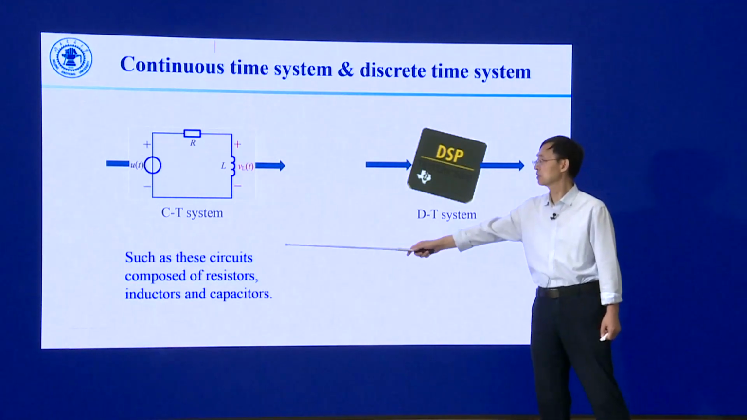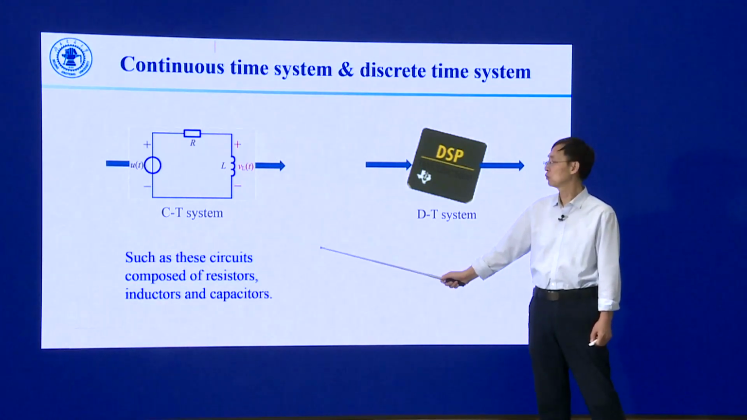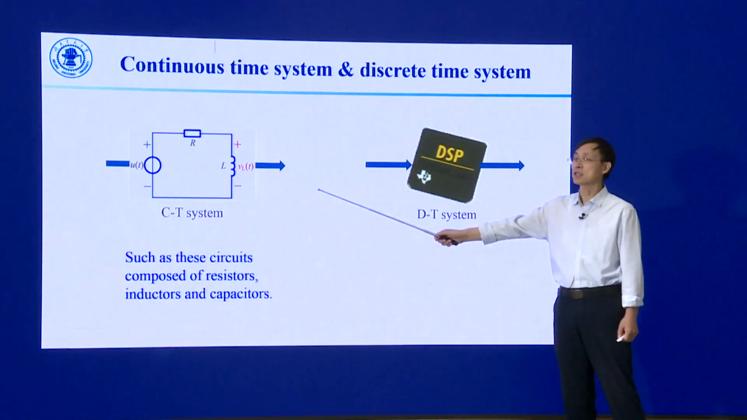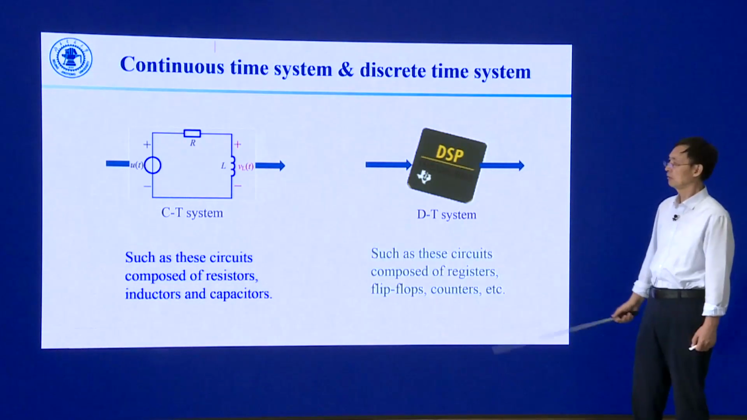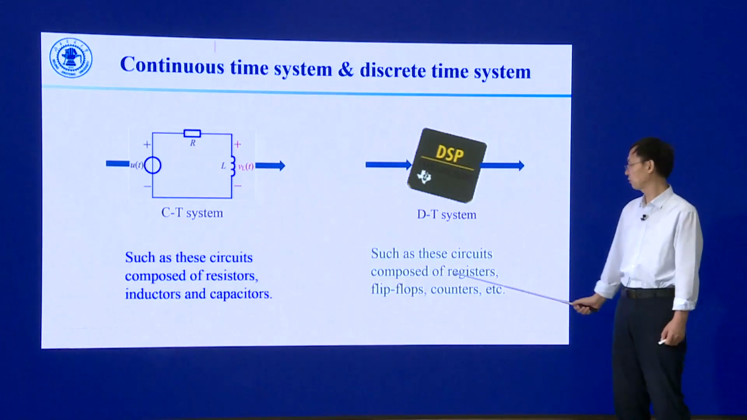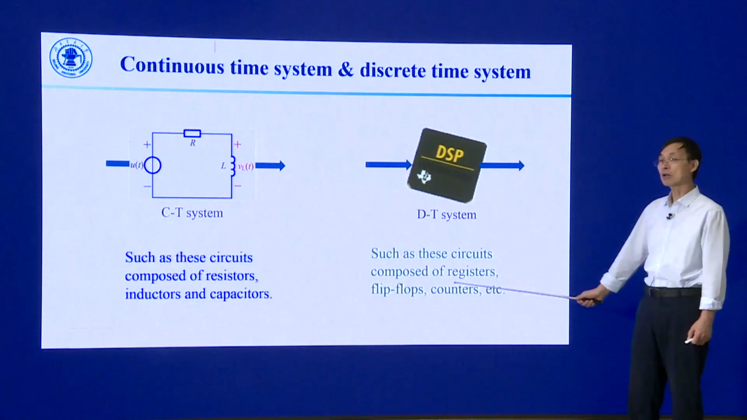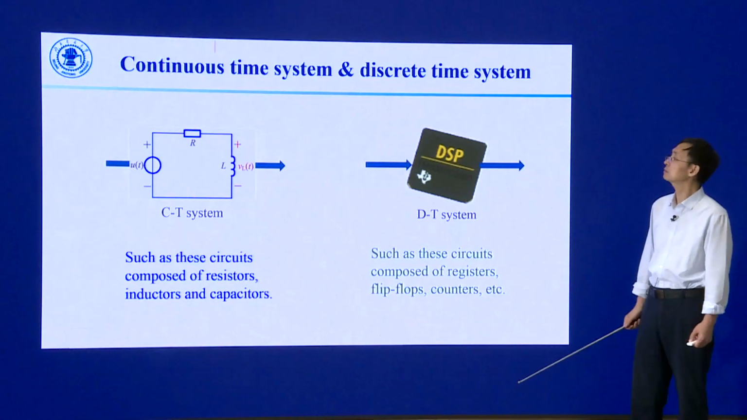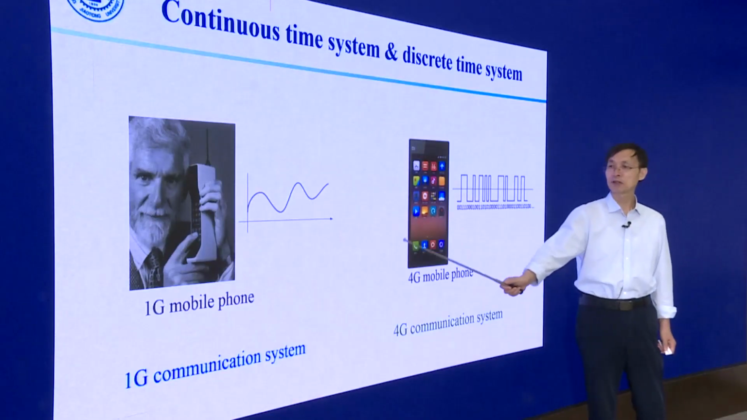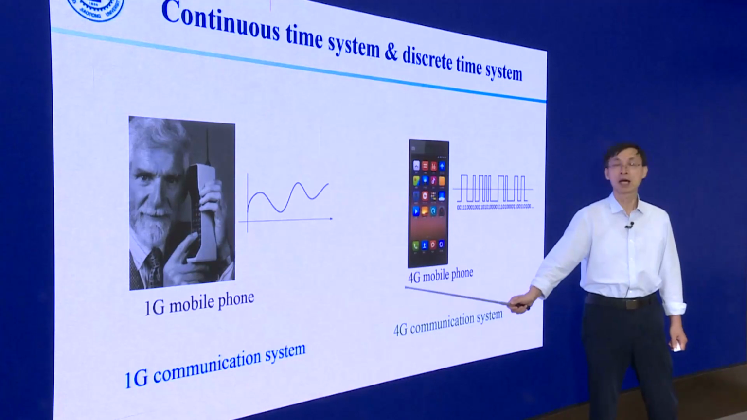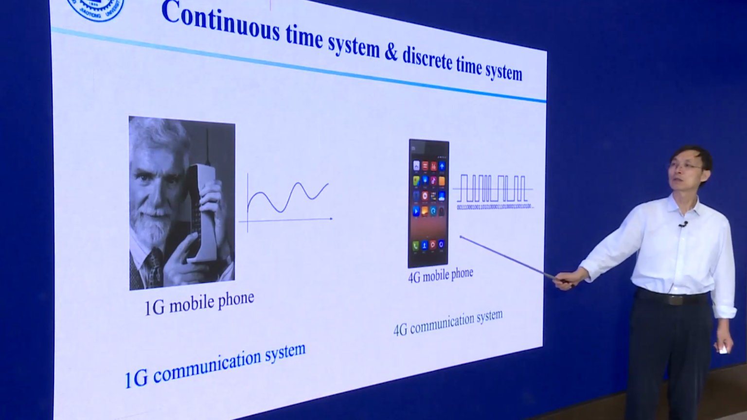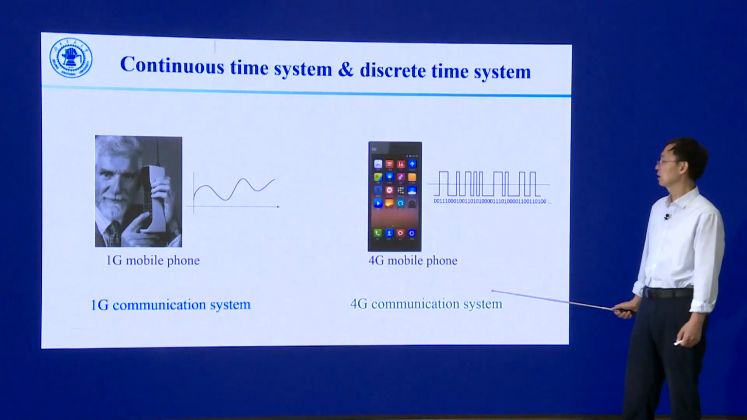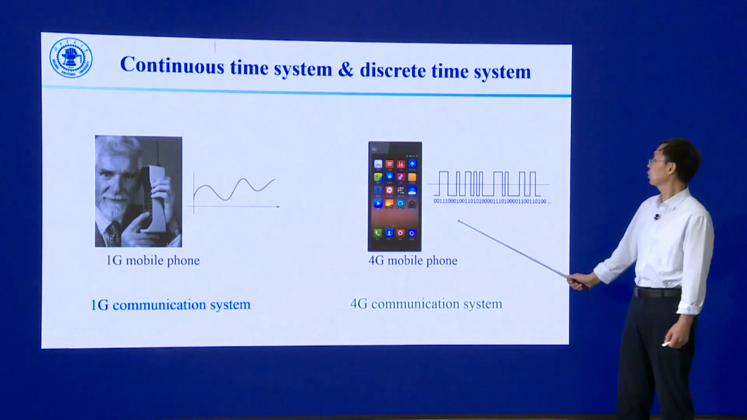Such as these circuits, composed of resistors, inductors, the system is the continuous time system. For these circuits, composed of resistors, contacts, the system are discrete time systems. As we all know, first generation communication systems are continuous time systems. The fourth generation communication system is discrete time system.